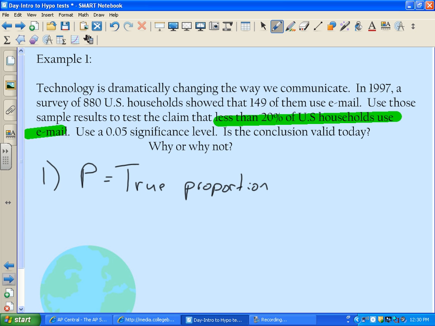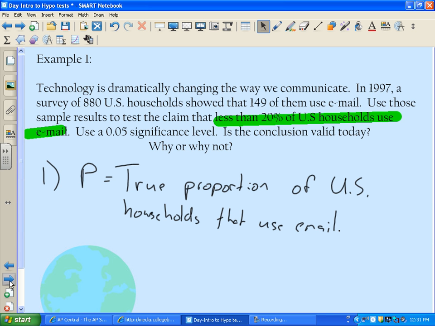It's the true proportion of U.S. households that use email. Do we agree that we don't know that statistic, or that number? We haven't gone out and asked every single household in the United States, do you use email? Right? Okay. But what we can do is sample. That's what we've done. So we're trying to make some judgment about our population. We don't know what it is.